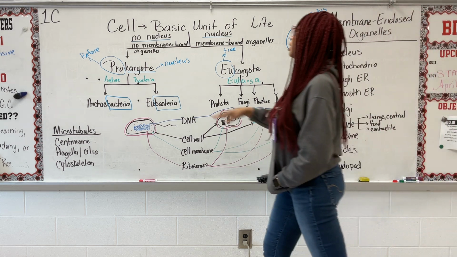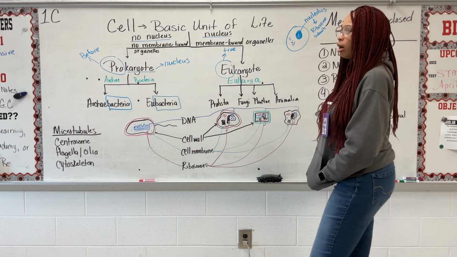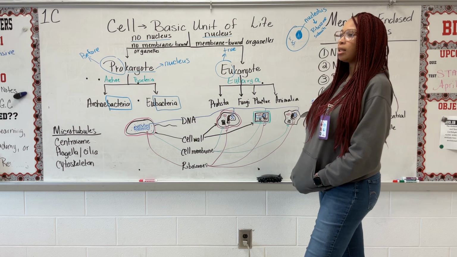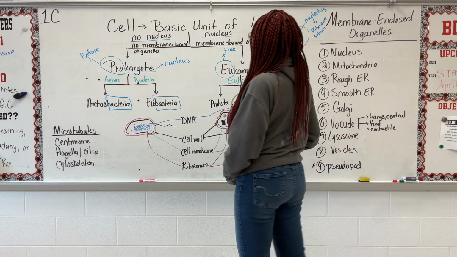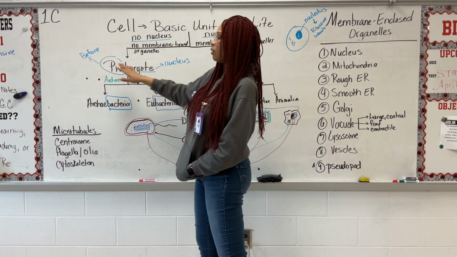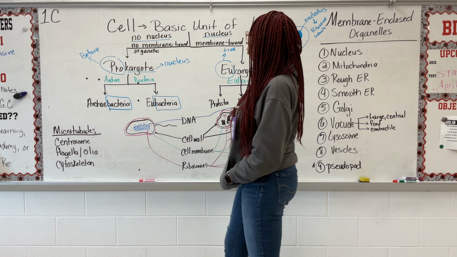A cell is simply the basic unit of life, or the basic unit of structure and function for all living organisms. Now, there are two main categories or classes of cells. The first one is going to be the most ancient cell, which is believed to have been the first cells, which is going to be your prokaryotic cells, which are found in prokaryotes.